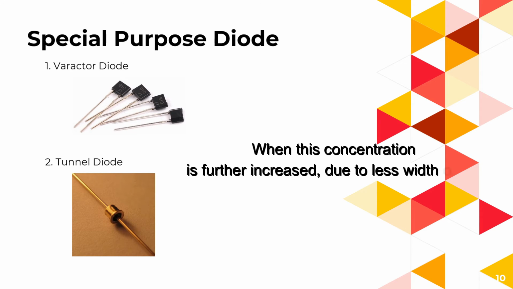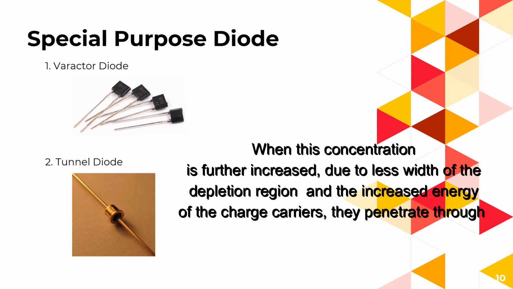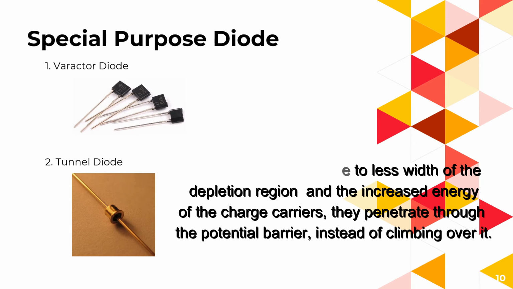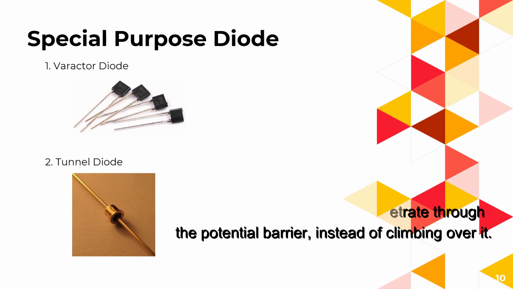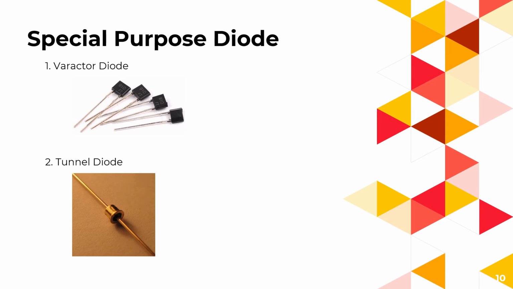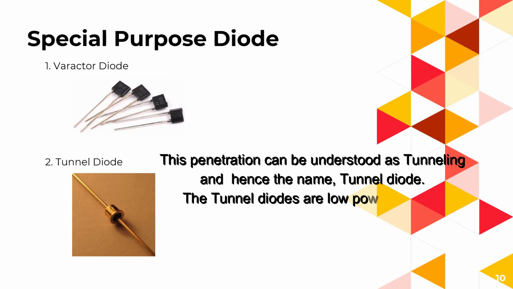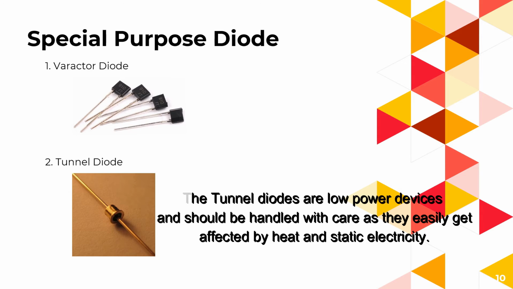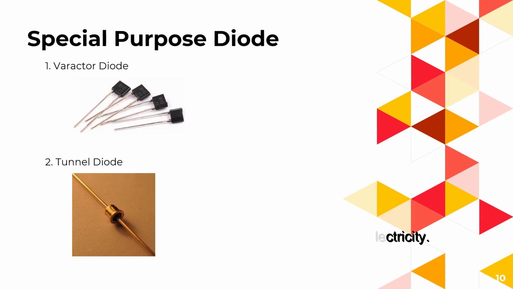When this concentration is further increased due to its less width of the depletion region and the increased energy of the charge carriers, they penetrate through the potential barrier instead of climbing over it. This penetration can be used as tunneling and hence the name tunnel diode. The tunnel diodes are low-power devices and should be handled with care as they easily get affected by heat and static electricity.